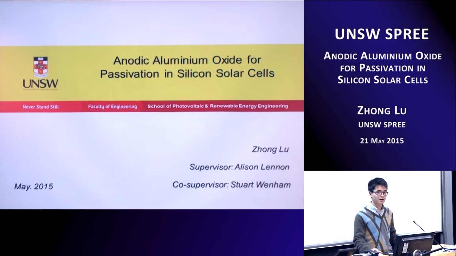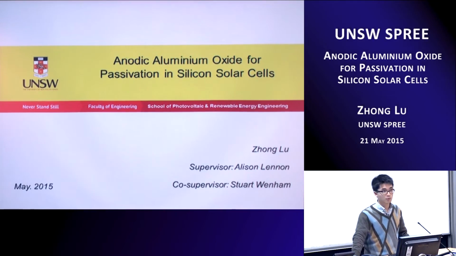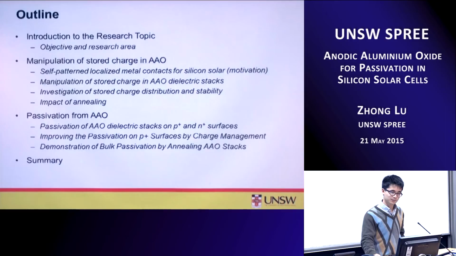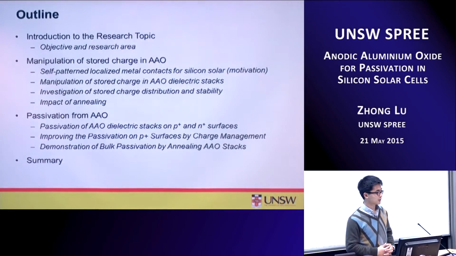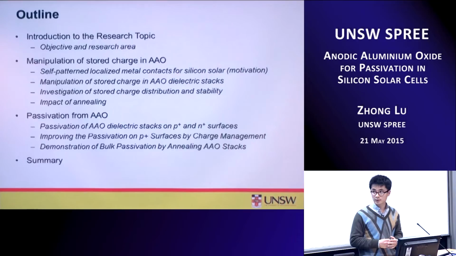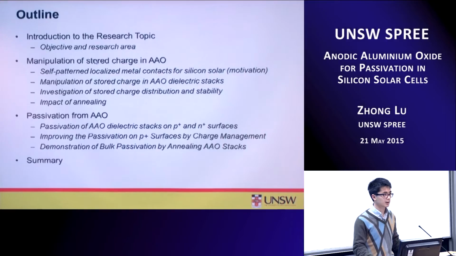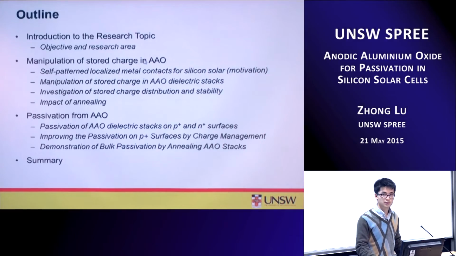Thanks everyone for coming. Today my topic is on the use of aluminium oxide, anodic aluminium oxide, for solar cell passivation. And here's the outline of today's presentation. I will briefly give an overview of my objective and the research area about my project, and then I'll focus on a method that we developed to manipulate the stored charge in AO, and then talk about some application of this AO in passivation.